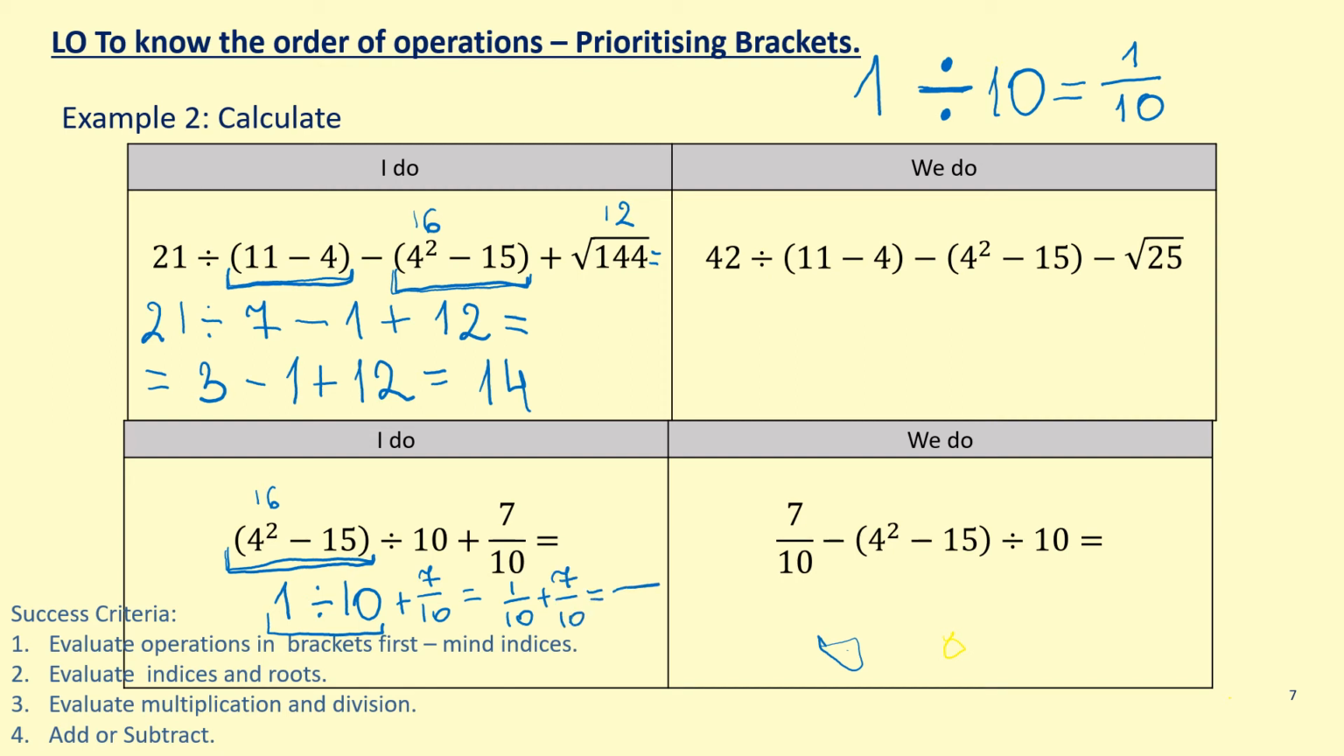And I've got two fractions with the same denominator. So I can just add the numerators. 1 plus 7 is 8. Denominator stays the same. What else can I do with this fraction? I can simplify it. Divide top by 2 and the bottom by 2. So the answer is 4/5.